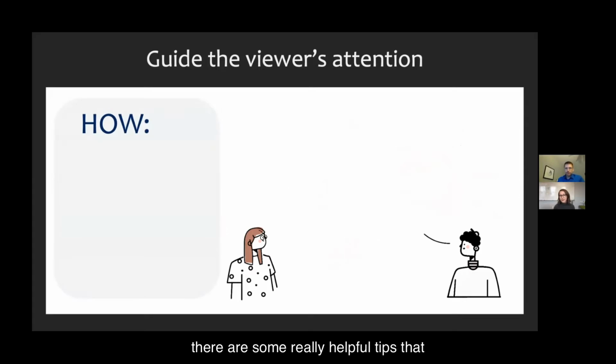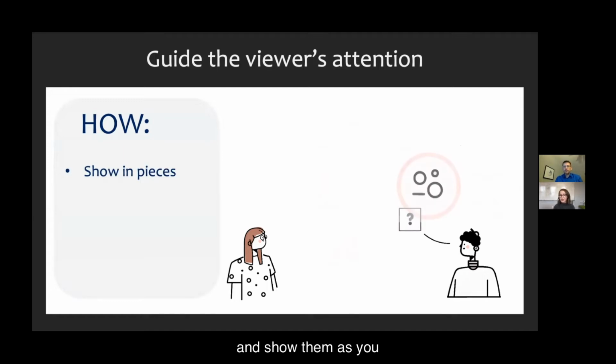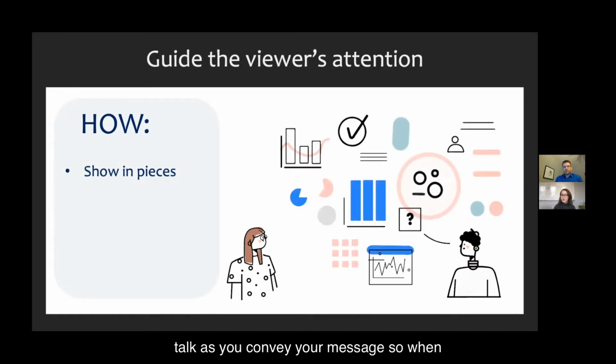There are some really helpful tips that can help with guiding the viewer to follow along with your message. And some of these tips are really simple. One thing that's really, really helpful is to show the information in pieces and show them as you talk, as you convey your message. So when you say one point, show the figure or the data piece that corresponds to that point. When you move on to the next point, then show the next one. This really helps your audience follow along.